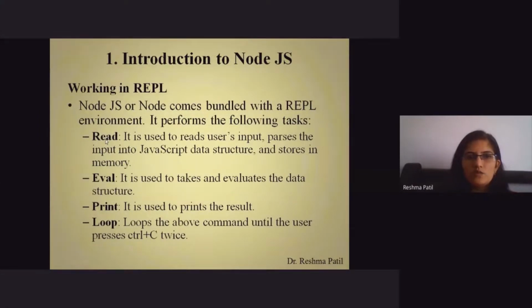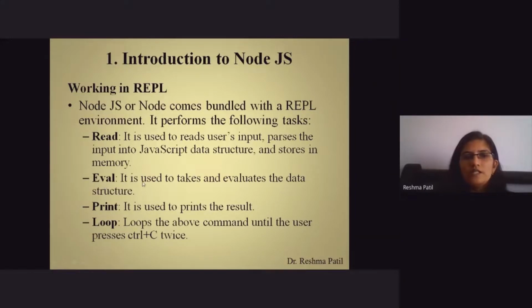Same thing is mentioned here. What is the use of read, eval, print, and loop? Node.js or Node comes bundled with a REPL environment. It performs the following tasks. Read: it is used to read the user's input, parse the input into a JavaScript data structure and store it in memory. So it will take input from the user and parse it into a JavaScript data structure. How we are going to represent that input in JavaScript, that is going to be parsed here, and after that it will be stored in memory.